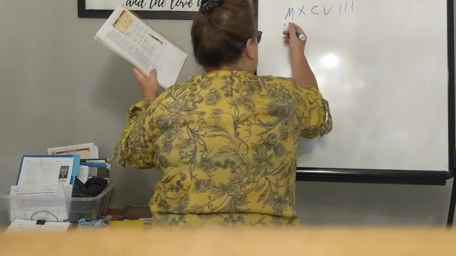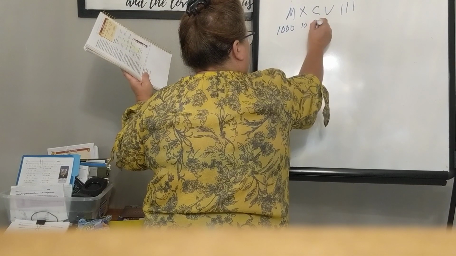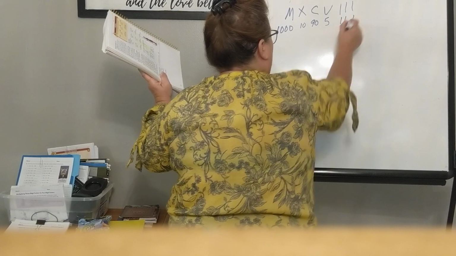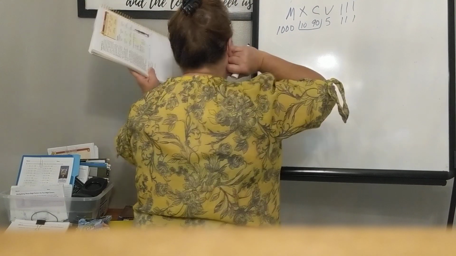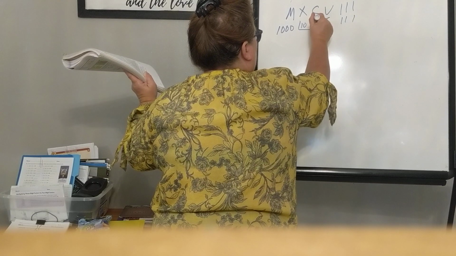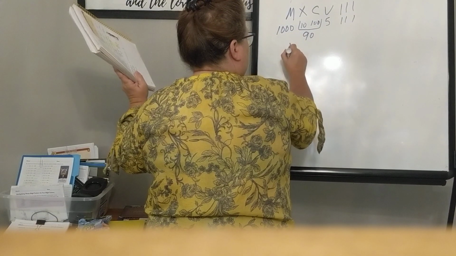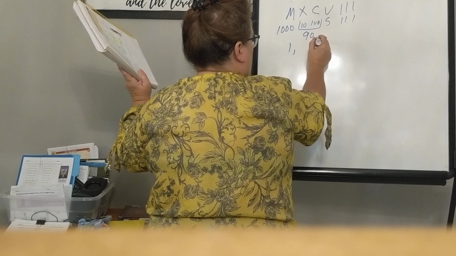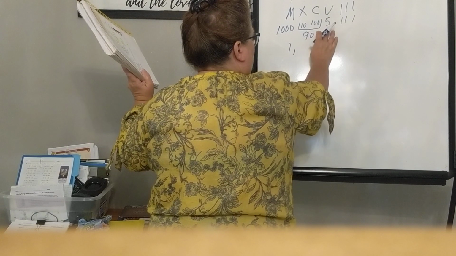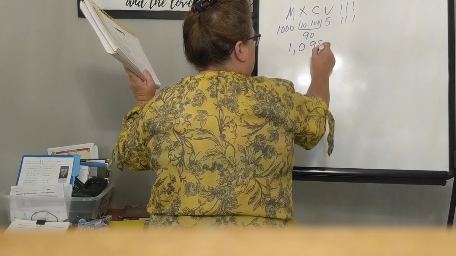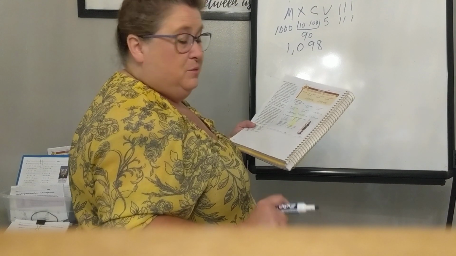So here we go. So M is 1,000, X is 10, C is 90, V is 5, and then 1, 1, 1. I see an up down right here from 10 to 90. You see the up down? So that's going to have to be a subtract. C is 100. So 100 minus 10 is 90. So our answer is 1,098, okay? I don't know why that stumped me for a second. Probably because I haven't finished my second cup of coffee yet.